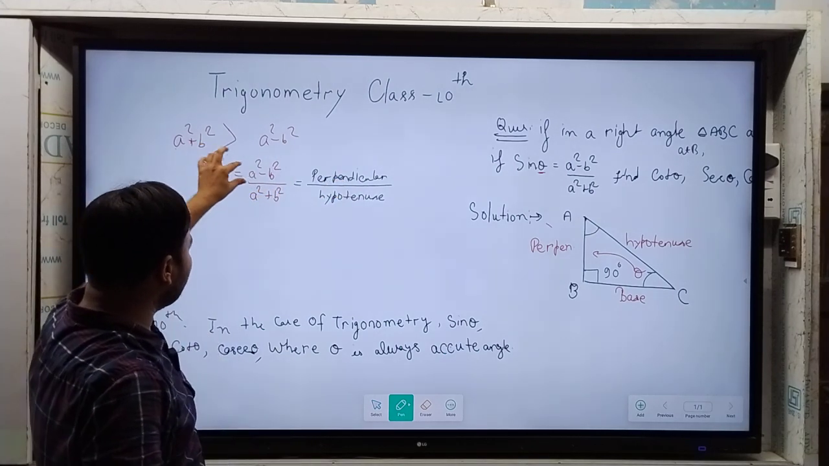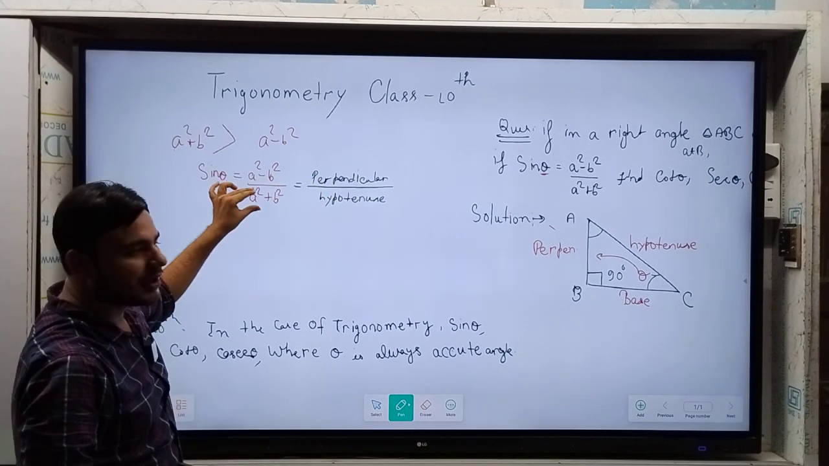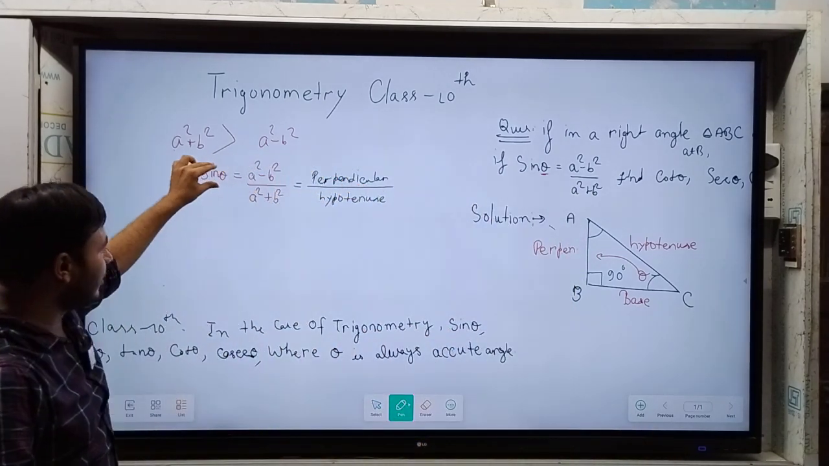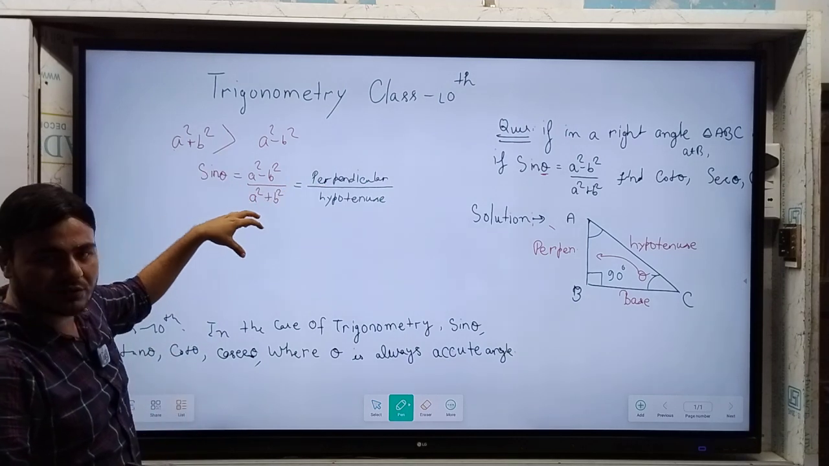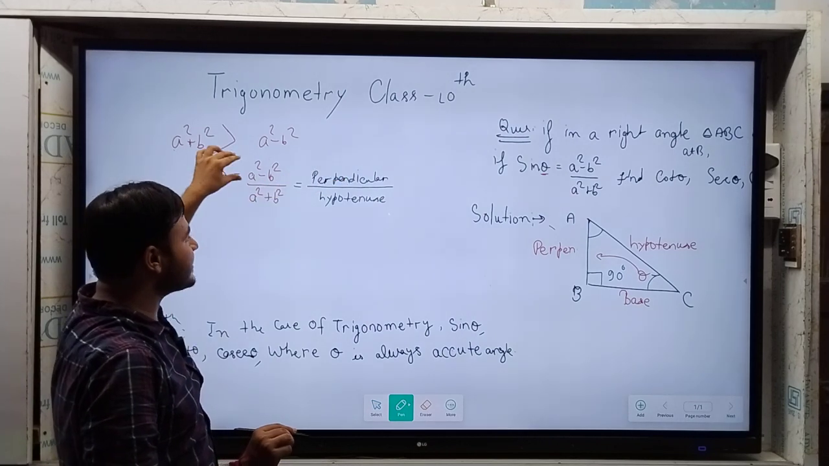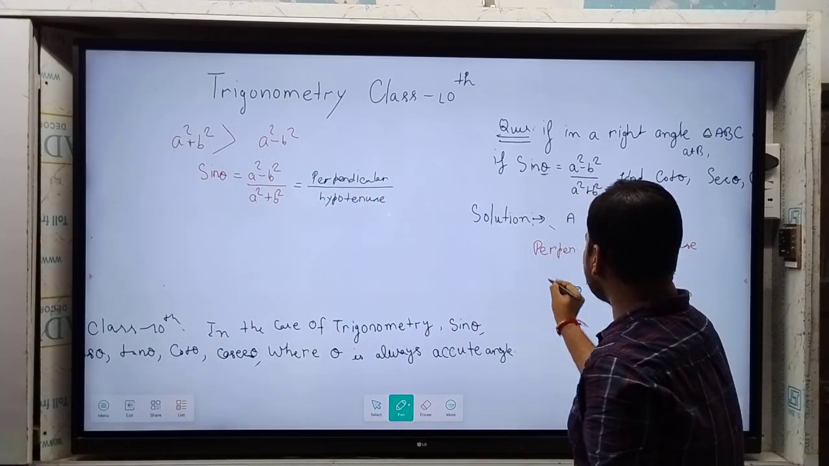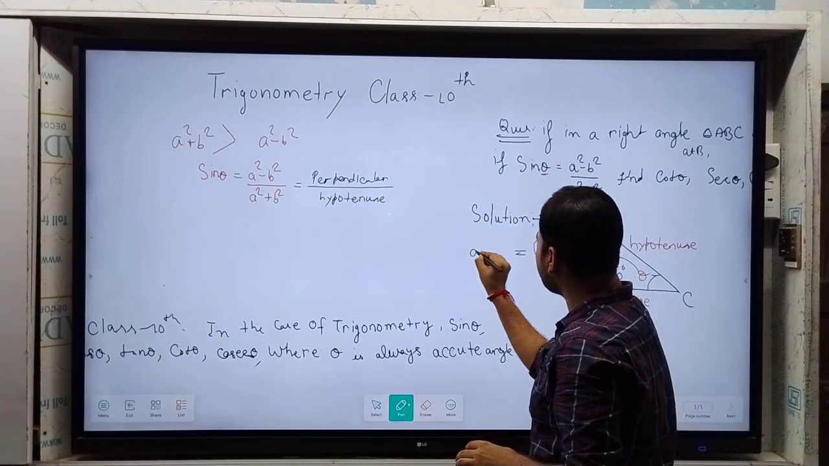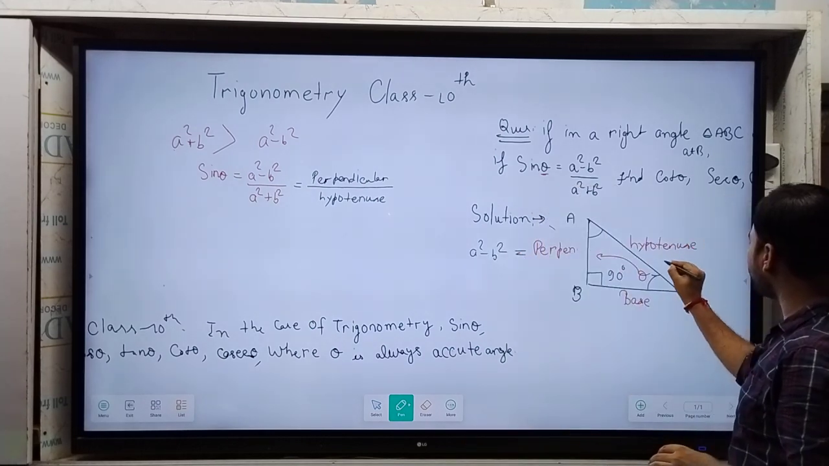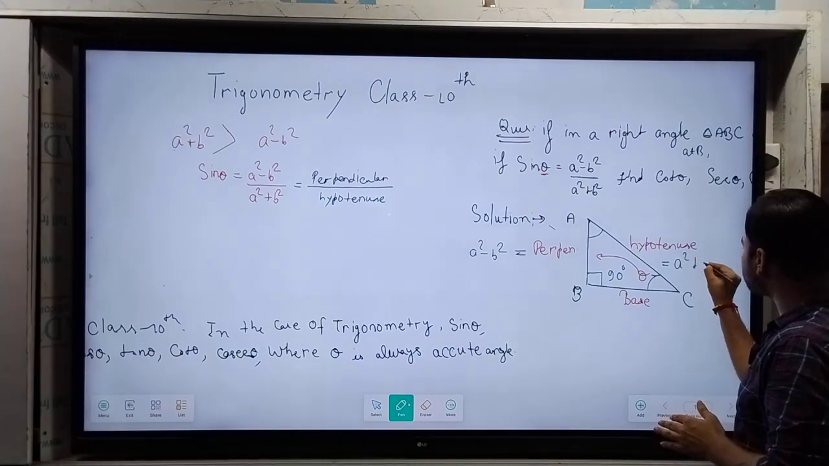You can clearly see that perpendicular is a square minus b square and hypotenuse is a square plus b square. This is the ratio, but this is not the actual value of the perpendicular because this is the ratio. But we can suppose for easiness that perpendicular is a square minus b square and hypotenuse, the longest side, is a square plus b square.